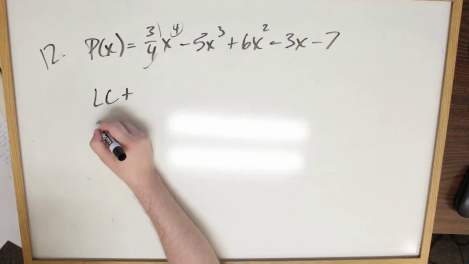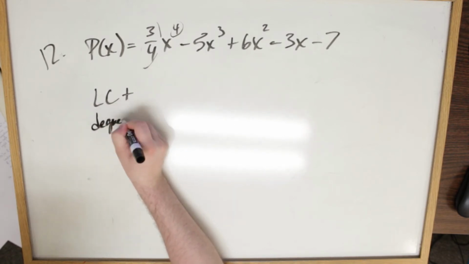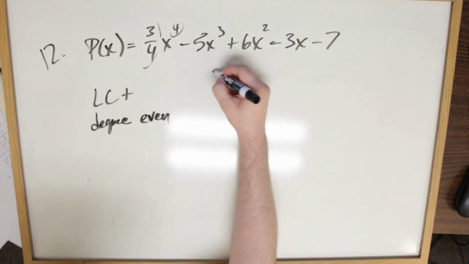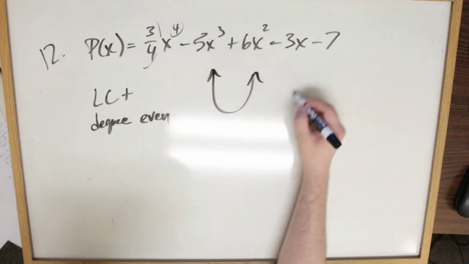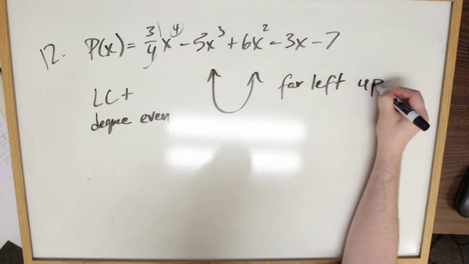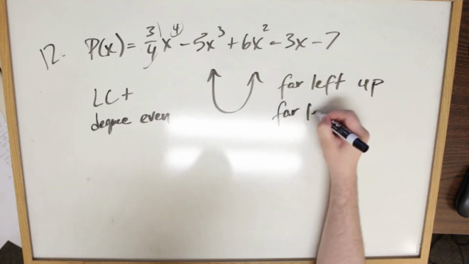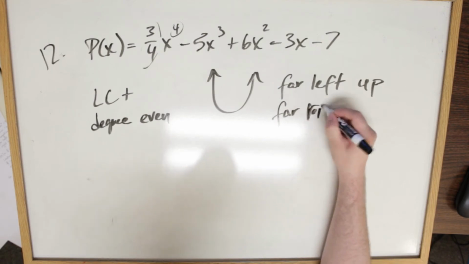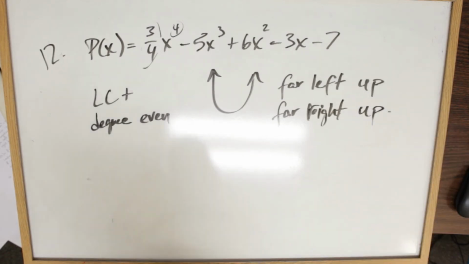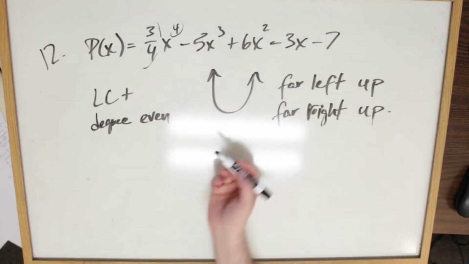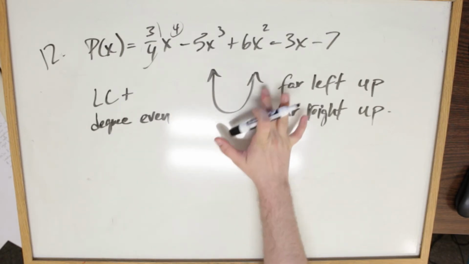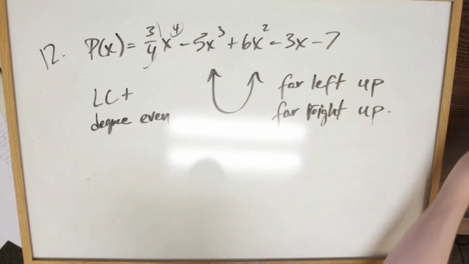So the leading coefficient is positive. The degree is even, which means that it's going to look something like this, which means far left is going to be up, far right is going to be up also. Okay? So the far left, it's going to be at the top. It's coming from the top. To the far right, it's also going to be coming from the top as well. Okay, so that's 12.